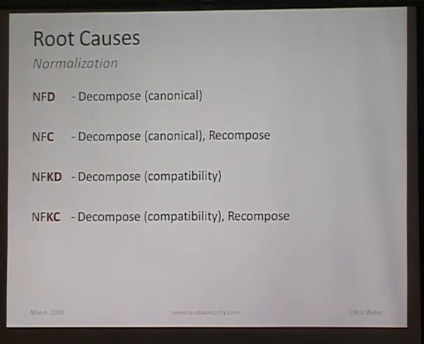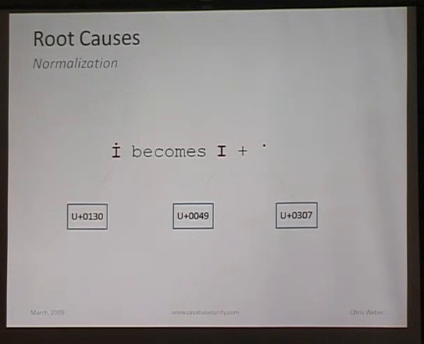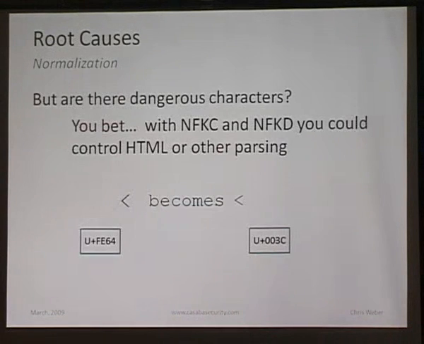The 4 normalization forms decompose, and some of them recompose. Decomposition is different, but basically the byte structure changes. So a single character will become 2 characters when you normalize.